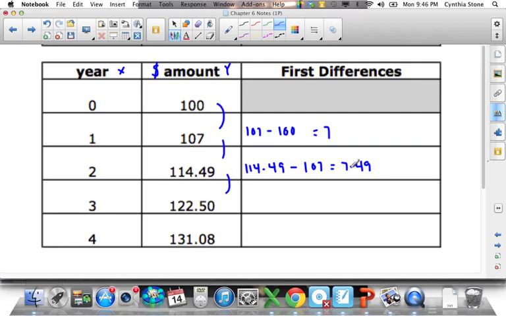Again, we could do one more because sometimes it could be approximately linear if it's close, but let's just do this one, see if it's back onto 7. 122.50. I'm going to do this in my head, but you could use your calculator if you wanted to. So it's going to be $6.01. Clearly not the same, right? So I don't have to go any further. I have three numbers that aren't the same. This is not linear. Okay, and that's how you know.